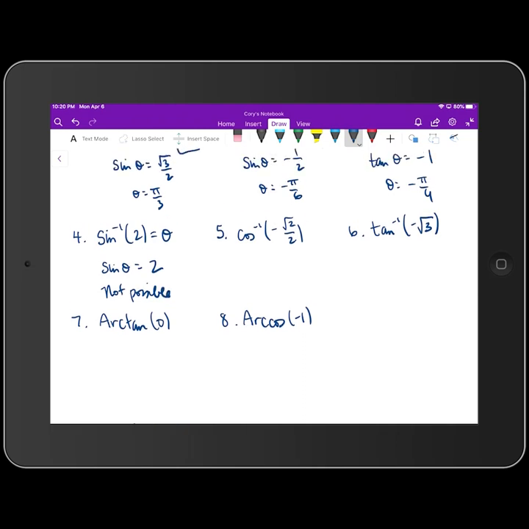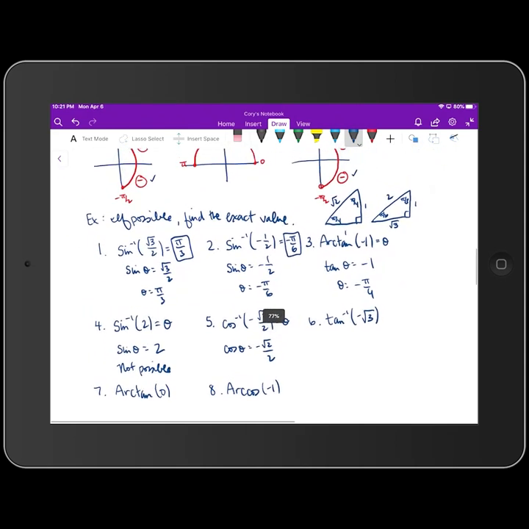Okay, number 5, the inverse cosine of negative rad 2 over 2. Again, we're going to set that equal to some angle measure theta. And then when I write this as an equivalent trig equation, we want to find the cosine of theta where it's equal to negative rad 2 over 2.